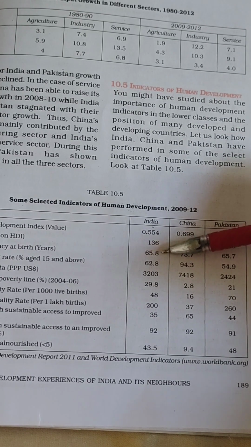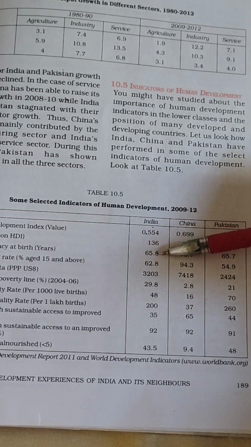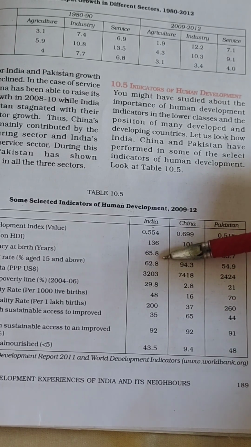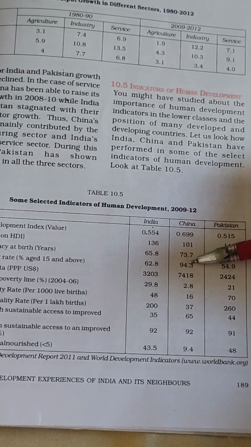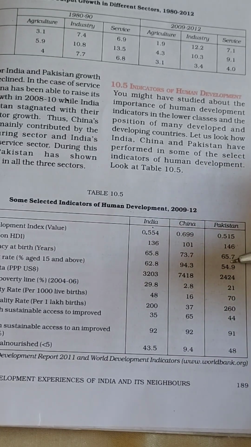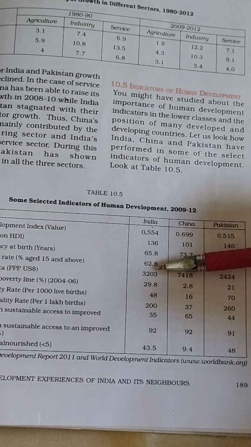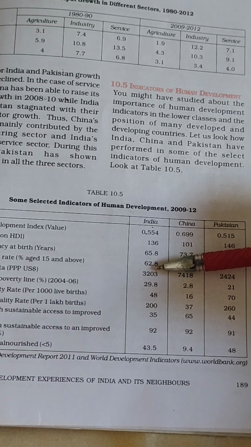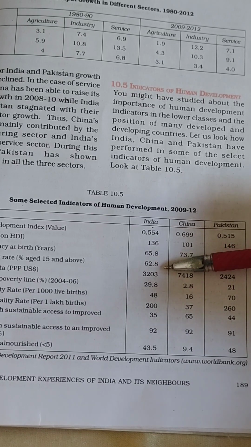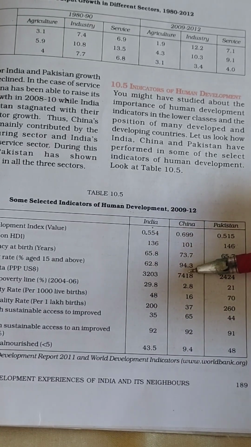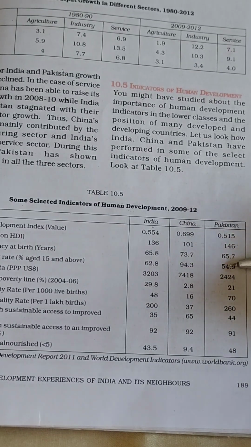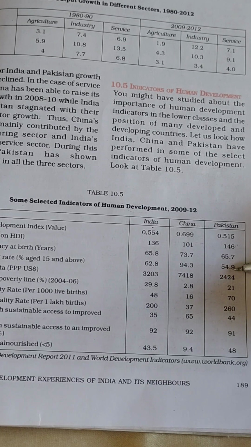Life expectancy at birth in years. That means in India, any person who is born is expected to survive to 65.8 years. In China, it is 73.7 years, and in Pakistan, it is 65.7 years. Then adult literacy rate, percentage, aged 15 and above. So here India is 62.8, China is 94.3, a good adult literacy rate there. And Pakistan is less than ours, 54.9.